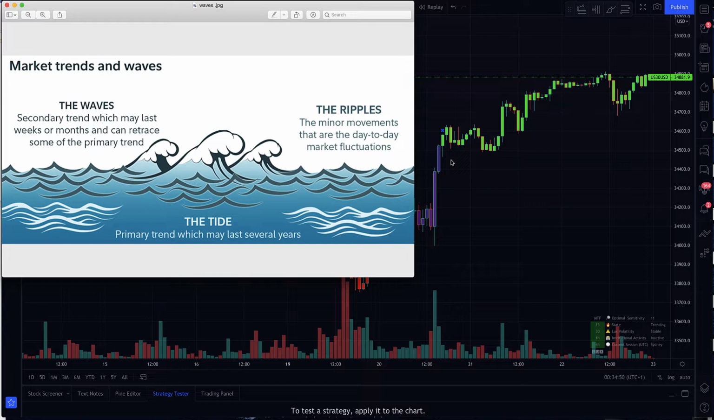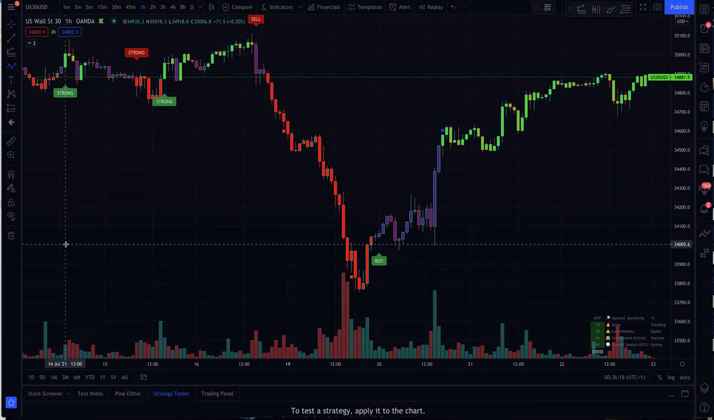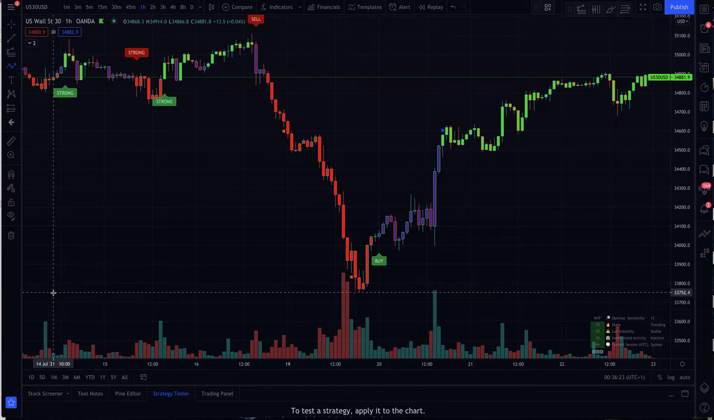We could compare the Dow Jones to sea waves, as you can see on the photo. We have the main primary trend, which can last a couple of years. We have the secondary trend, which may last weeks or months. And we have ripples, the minor movements that are day-to-day market fluctuations. Let me show you what the little wave looks like on a daily chart.